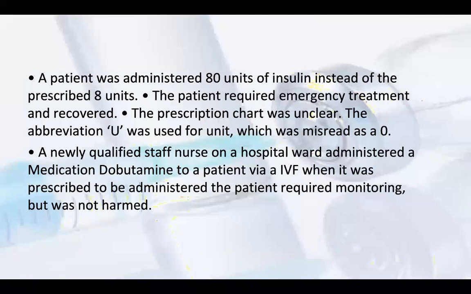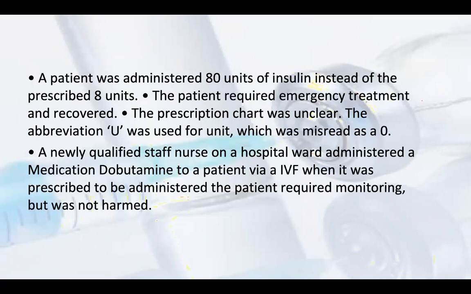Now, further we can say that various blunders have been made. A patient administered 18 units of insulin instead of the prescribed 8 units. The patient required emergency treatment and recovered. The prescription chart was unclear.